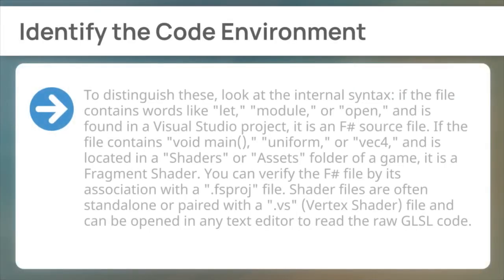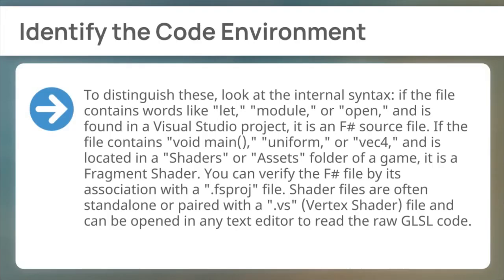First, identify the code environment. To distinguish these, look at the internal syntax. If the file contains words like let, module, or open, and is found in a Visual Studio project, it is an F# source file. If the file contains void main, uniform, or vec4, and is located in a shaders or assets folder of a game, it is a fragment shader.